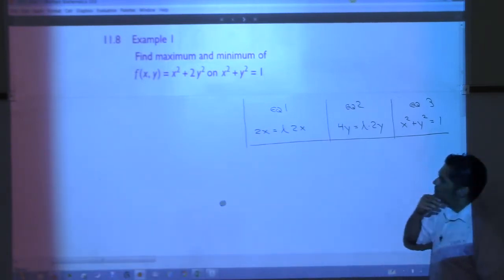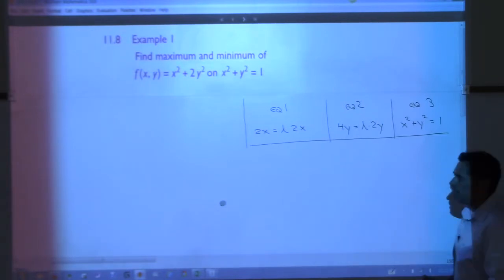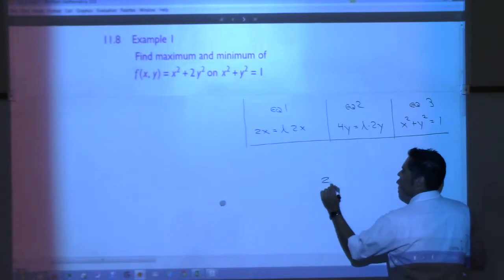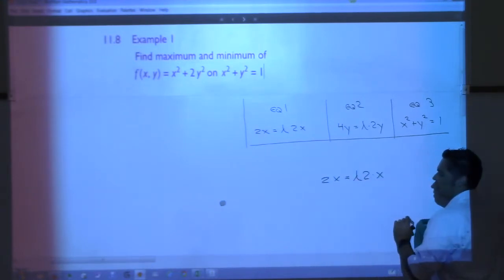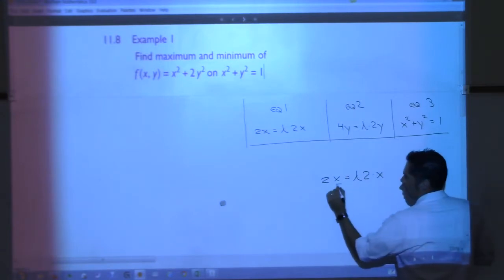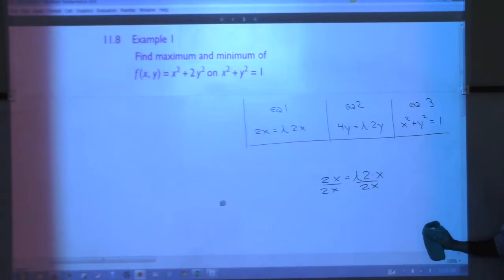What could I do with that first equation? I could divide by 2x. Could I? Okay, this is one of those big, like, oh shit, I never realized that I need to be careful with that. This right here is major, major, major danger zone.